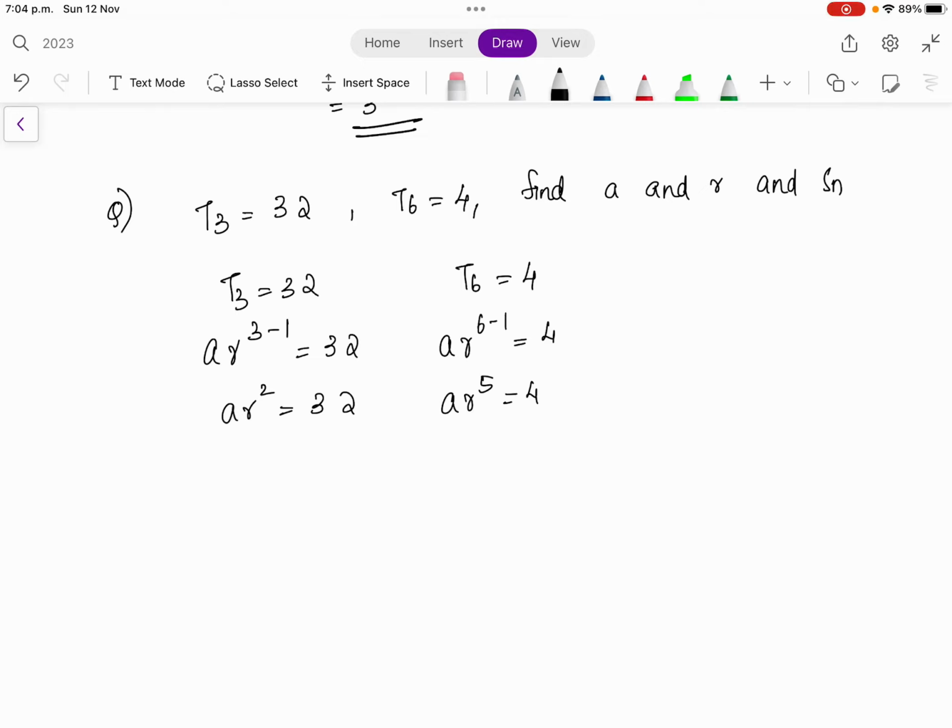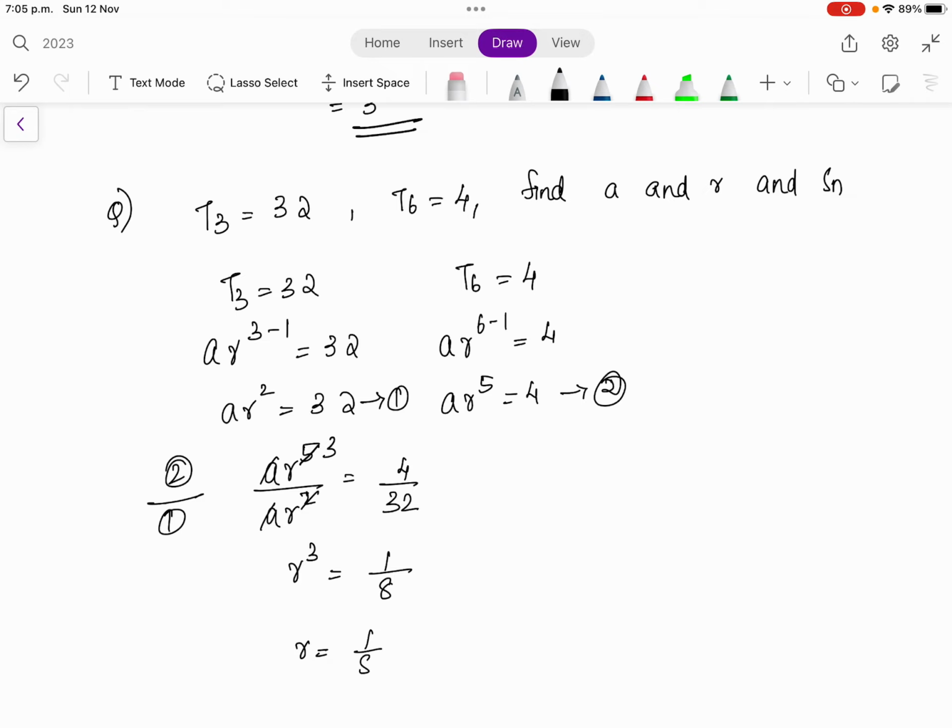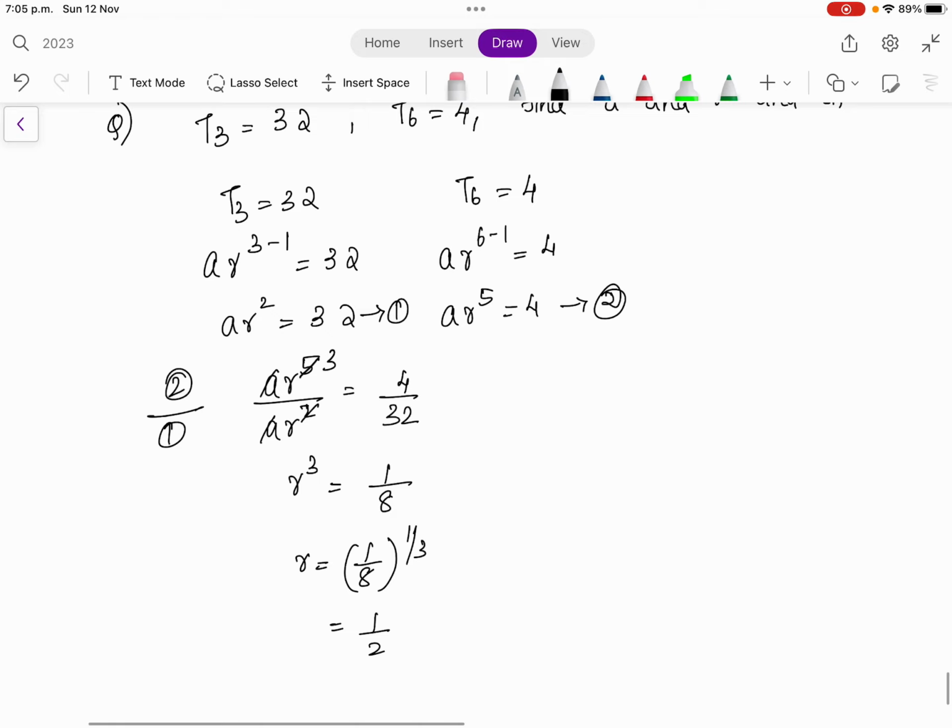Now when we have two equations like this and it's all multiplication, what do you do? You divide. So equation 2 divided by equation 1, which is a r to the power of 5 divided by a r to the power of 2, is equal to 4 divided by 32. The a's cancel, and r to the power of 3 is equal to 1 over 8. So r is equal to 1 over 8 to the power of 1 over 3, that is equal to 1 over 2. Okay, now we got r.